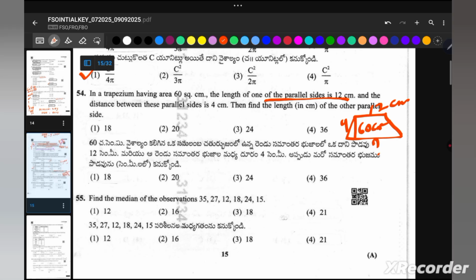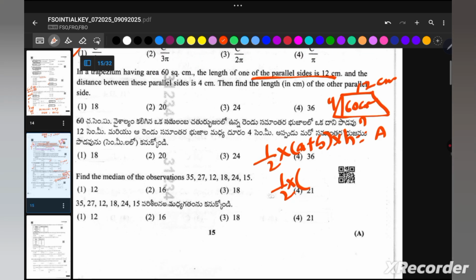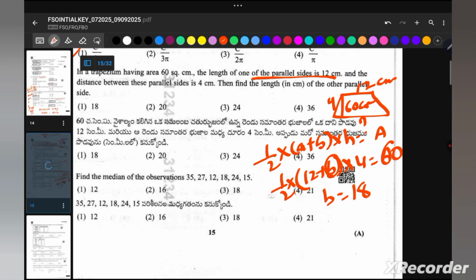Simply, we need to apply the formula: half into (A plus B) into H equals the area of a trapezium. Half into (A plus B), the sum of the parallel sides, 12 plus B, into the height, which is 4, is equal to the area. If you solve this, the area is given, that is 60. Then you can easily find out the B value as 18.